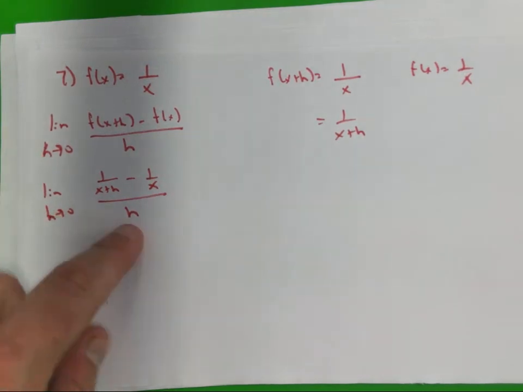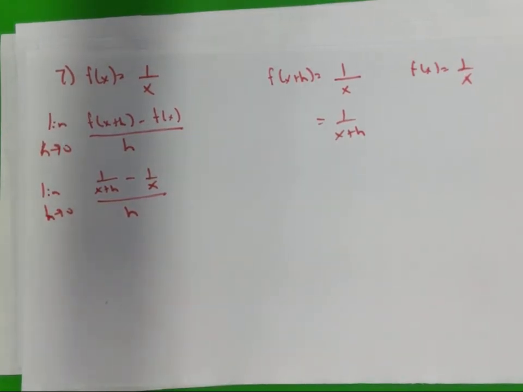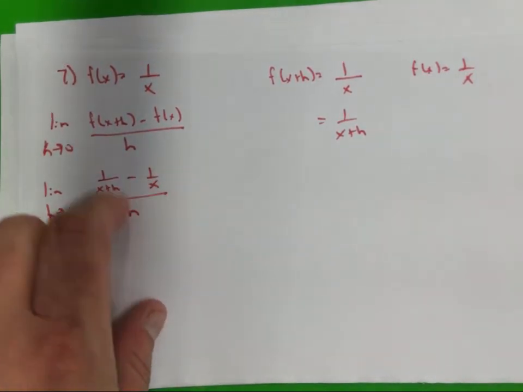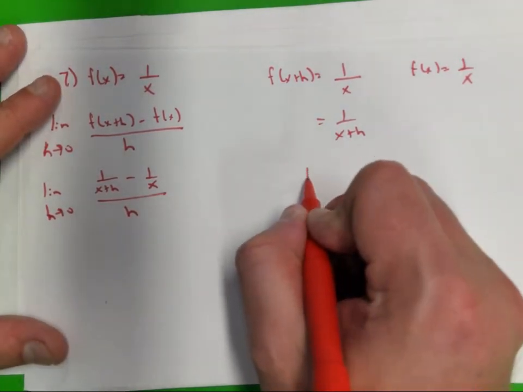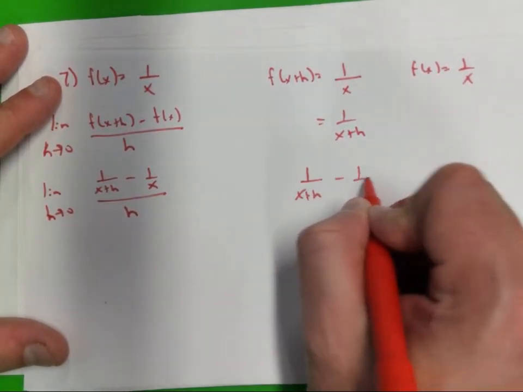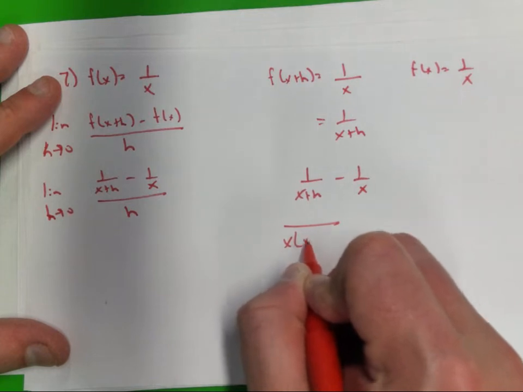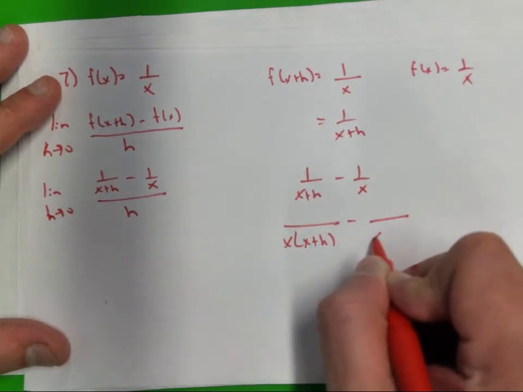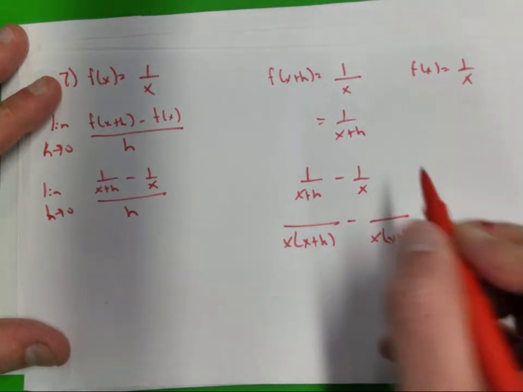Alright, so we take 0, plug it in, we got a problem. But we're not factoring here, we're going to find a common denominator. So I'm going to come over and find a common denominator. Common denominator would be x times x plus h. Everything builds in here, guys. That's why we learned this last.